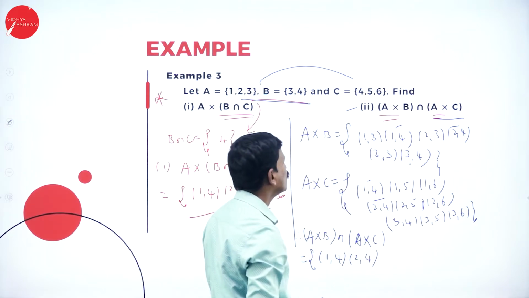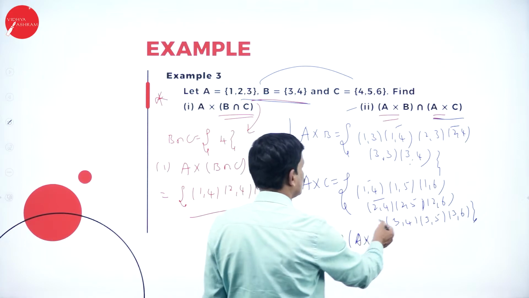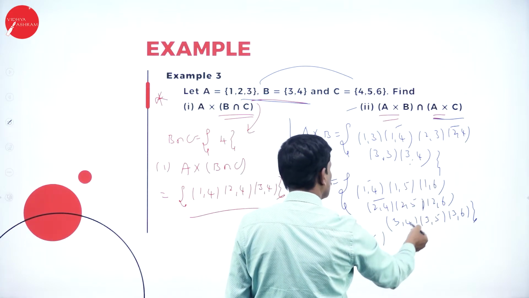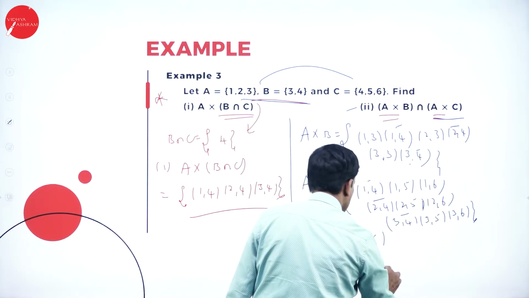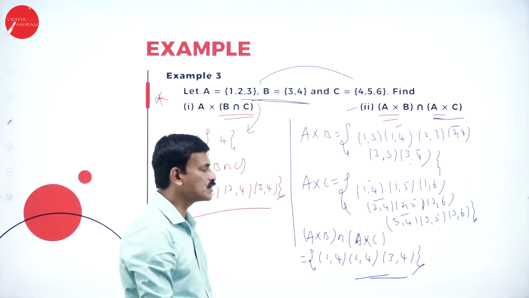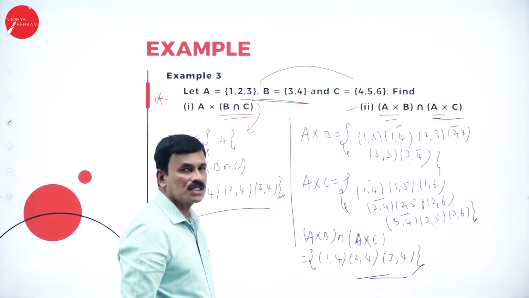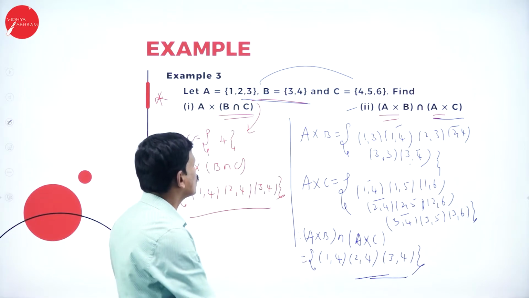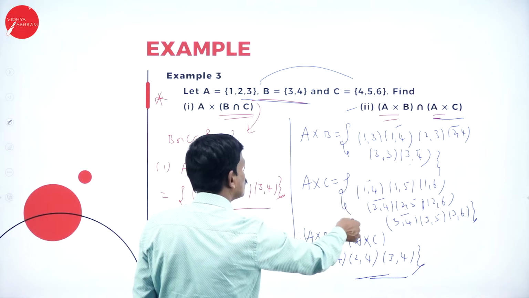Then (3, 3); (3, 3) is not there. (3, 4): (3, 4) is in both the sets. So (3, 4). This is the required answer. So A cross B intersection A cross C is equal to {(1, 4), (2, 4), (3, 4)}.